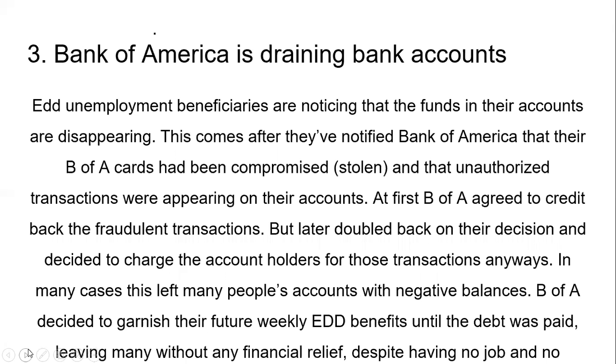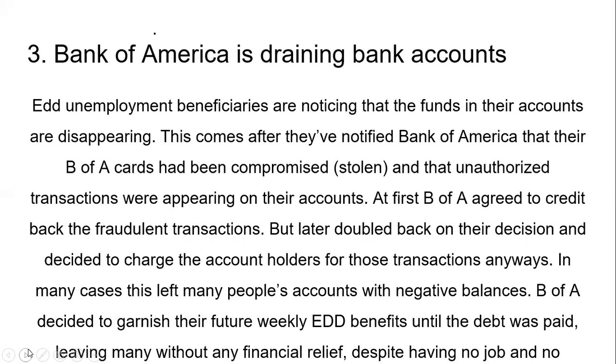Bank of America is draining bank accounts. EDD unemployment beneficiaries are noticing that the funds in their accounts are disappearing. This comes after they've notified Bank of America that their Bank of America cards have been compromised or stolen and that unauthorized transactions were appearing on their accounts.